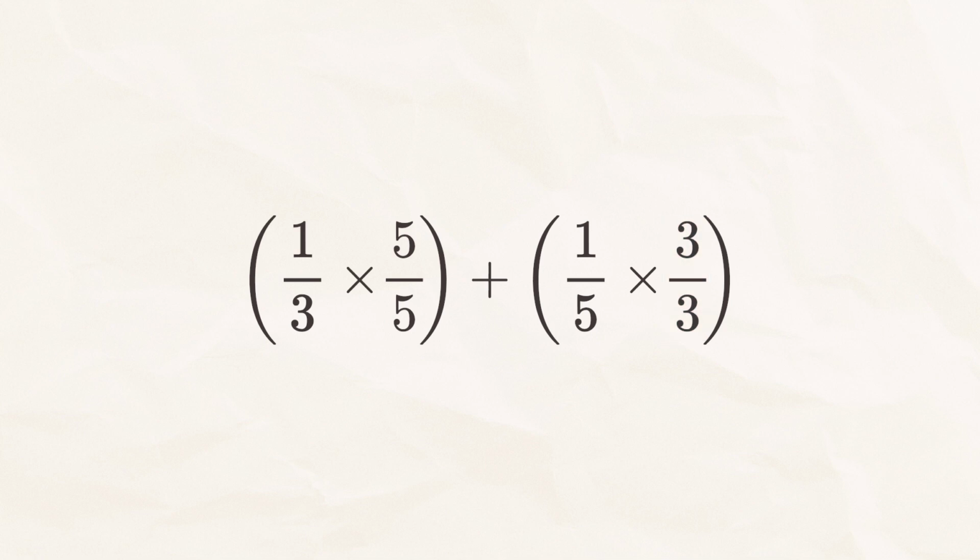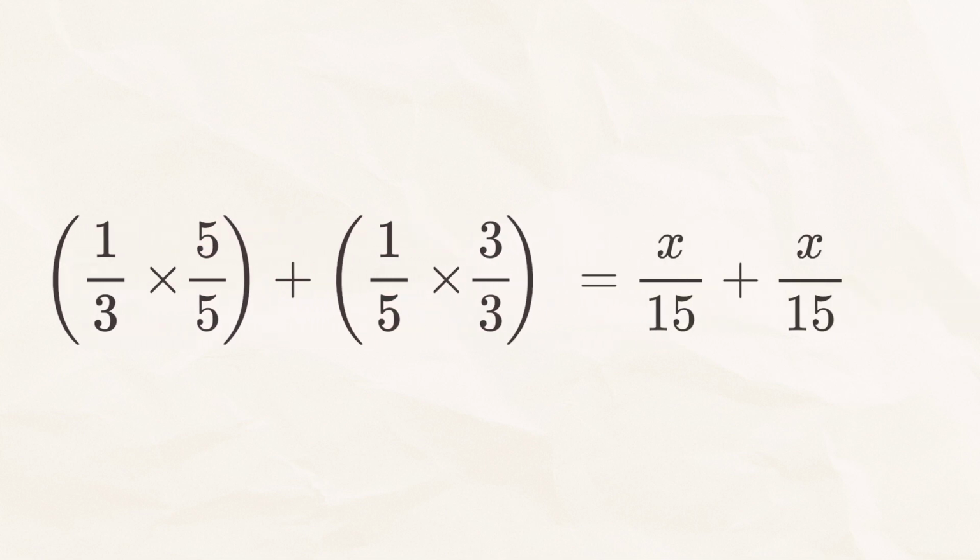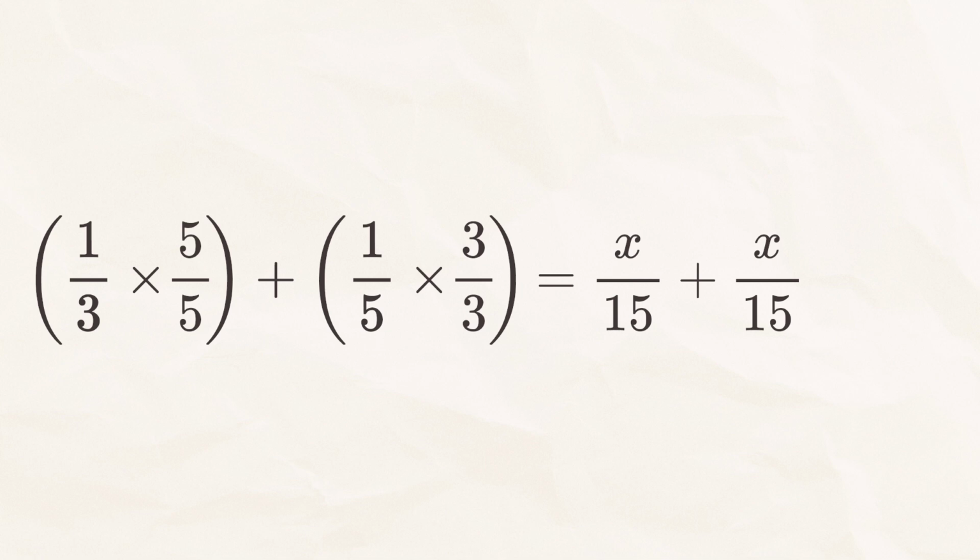We can use these new transformed 1s to transform our denominators. Now let's look at our original fractions. We're multiplying 1/3 by 5 over 5, and 1/5 by 3 over 3. When we multiply the denominators, we get 15. Yay! Common denominators accomplished. But we can't stop there.